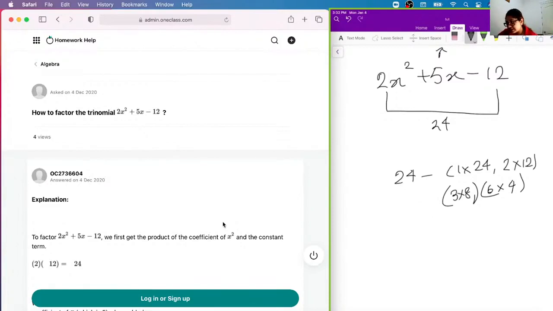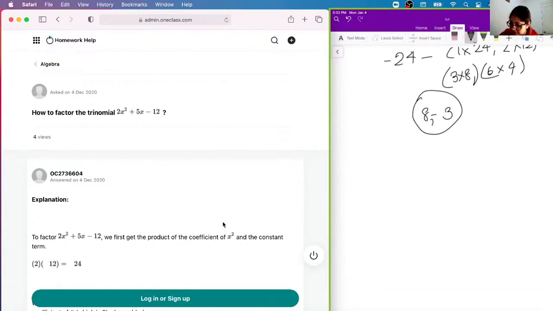And so we can try out each of the ones that would add to 5, right? In this case, you can see that it won't be these two cases, obviously, because they're too big of a number. We can try 3 times 8, so we can say 8 minus 3 is 5. However, 8 times negative 3 is also negative 24. So our two numbers would be 8 and negative 3.